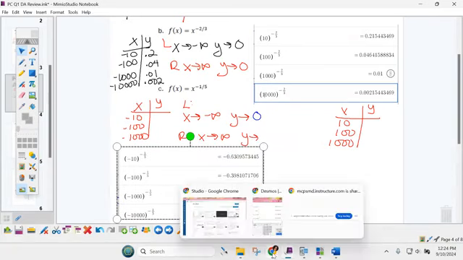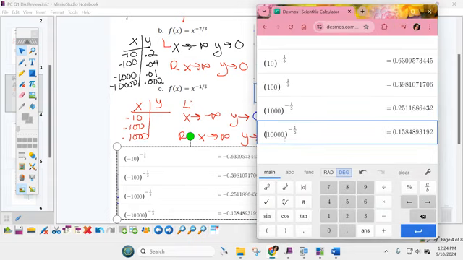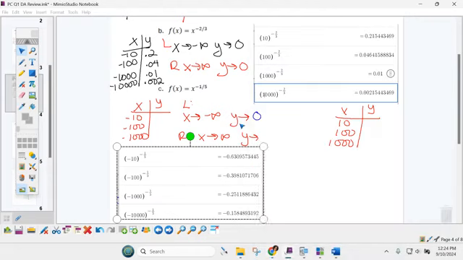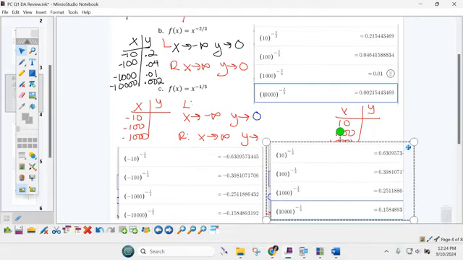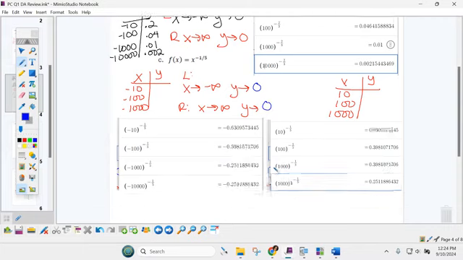Let's do to the right. Take out all these negatives. Oops. All right, so now we've got these positive outputs, but again, they're getting really, really close to 0, but from the positive side. So we're still approaching 0.